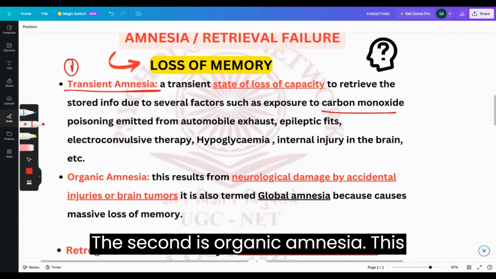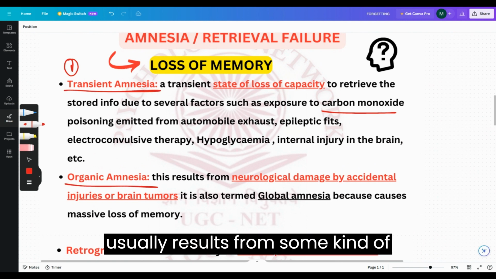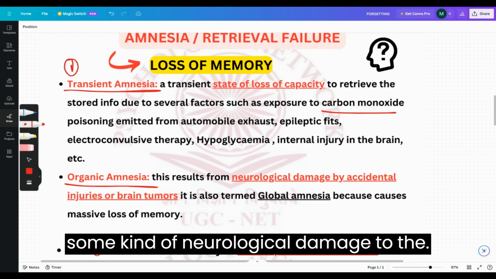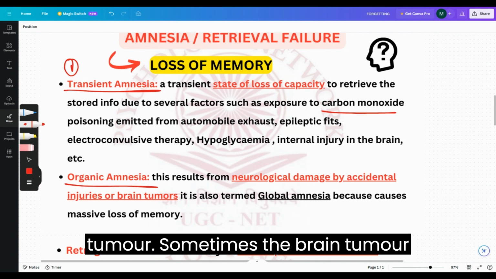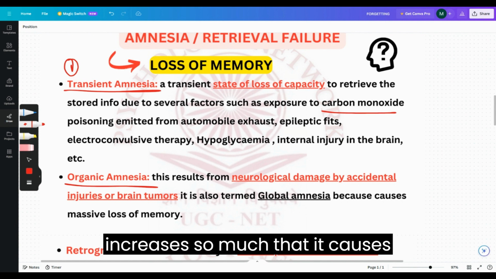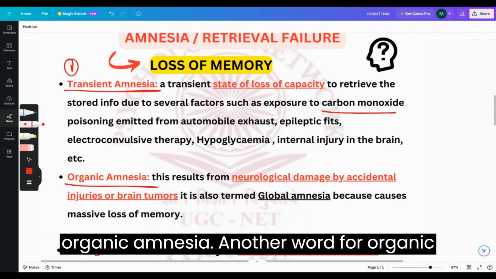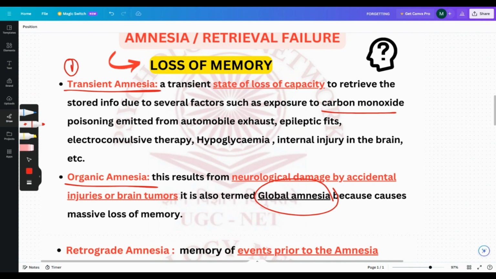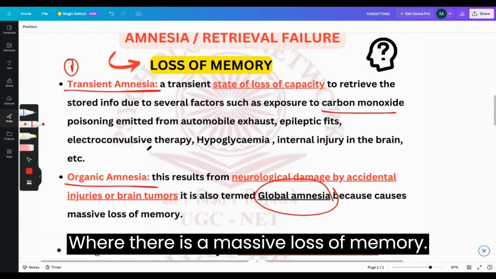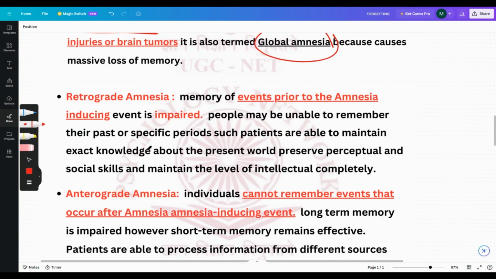The second is organic amnesia. This usually results from some kind of neurological damage to the brain or some kind of brain tumor. Sometimes the brain tumor increases so much that it causes organic amnesia. Another word for organic amnesia is global amnesia, where there is a massive loss of memory.